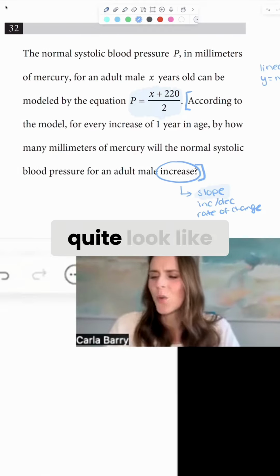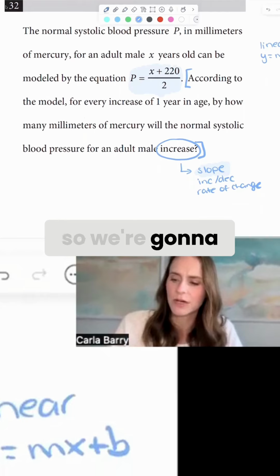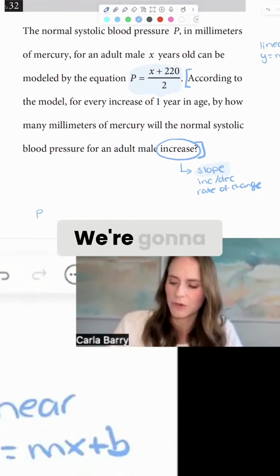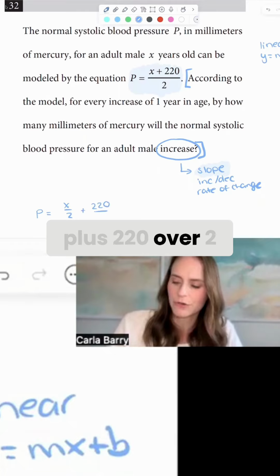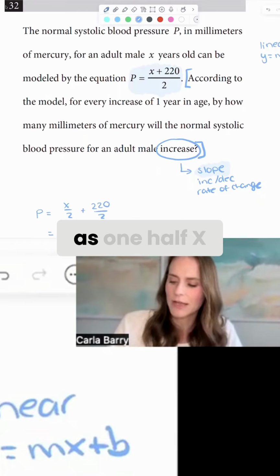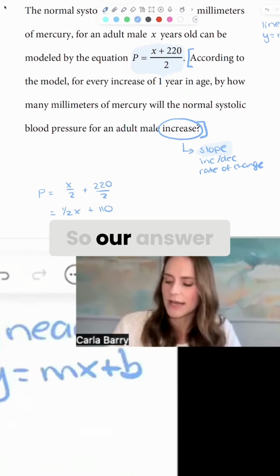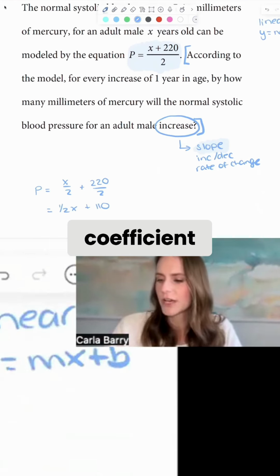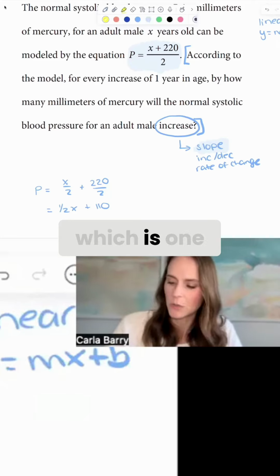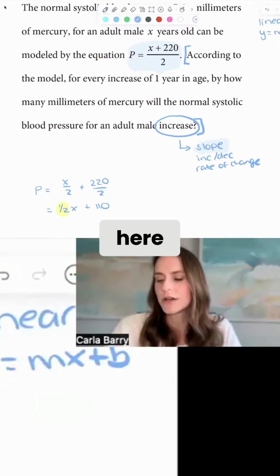But that equation doesn't quite look like y equals mx plus b yet, so we're going to make it look like y equals mx plus b. We're going to say p equals x over 2 plus 220 over 2, which is the same as 1/2 x plus 110. So our answer here for our slope is our m, which is our x coefficient, which is 1/2. So the answer here is 1/2.